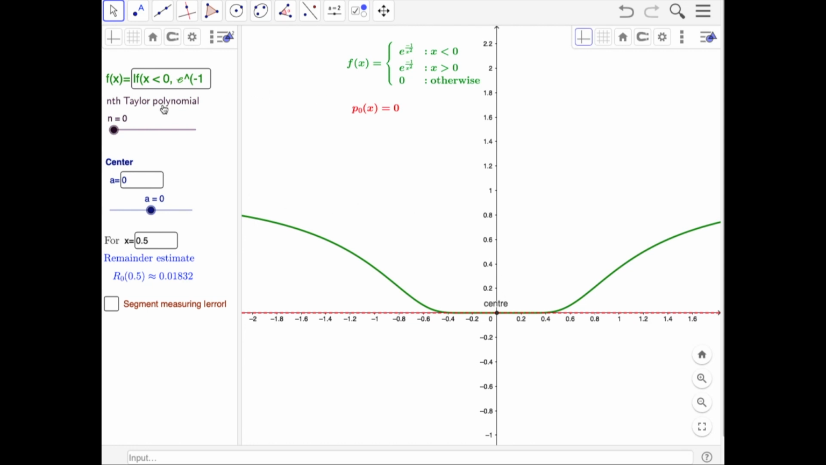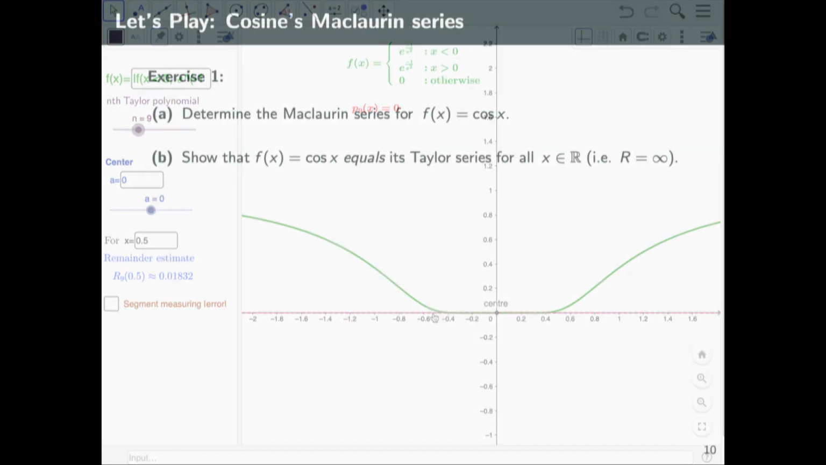But as I increase my n, notice that the polynomial stays 0. And in fact, it will be 0 all the way through, and the remainder doesn't change as a consequence, right? So the remainder doesn't go to 0. The polynomial totally converges to the line y equals 0, but that is absolutely not what this function is.